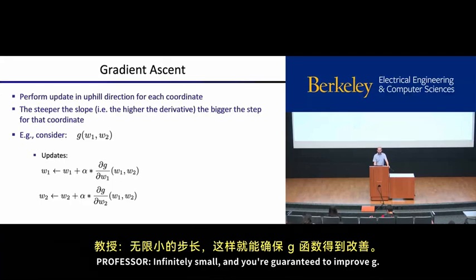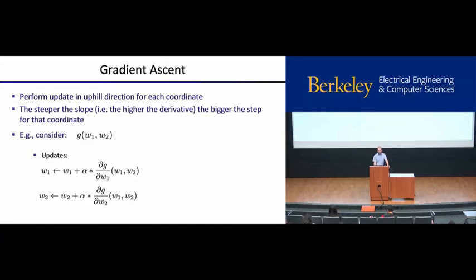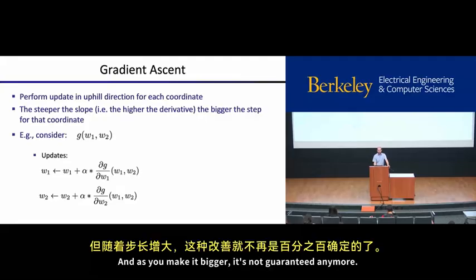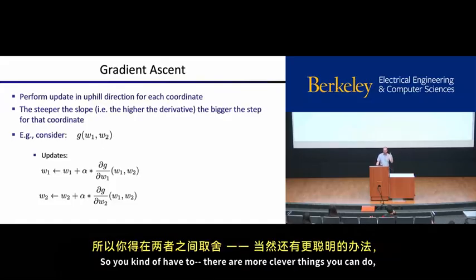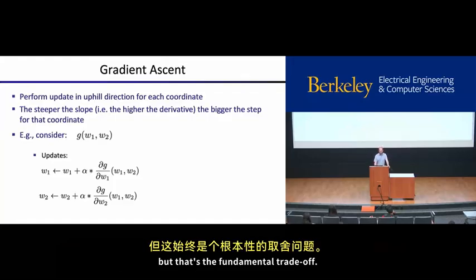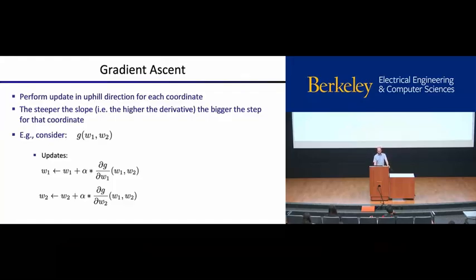Infinitely small, and you're guaranteed to improve G. And as you make it bigger, it's not guaranteed anymore, but if you were only doing infinitely small every step, you'd never get anywhere. There are more clever things you can do, but that's the fundamental trade-off.